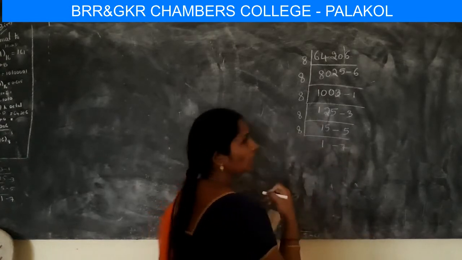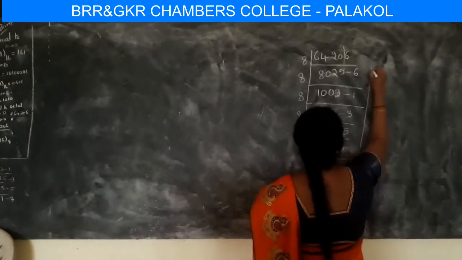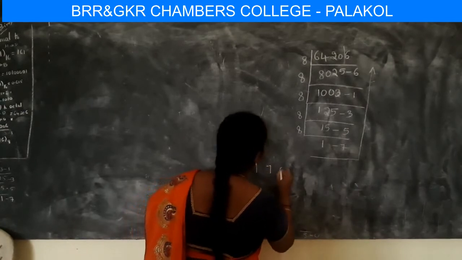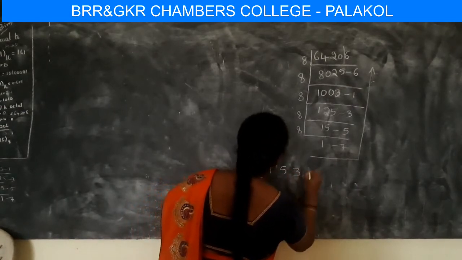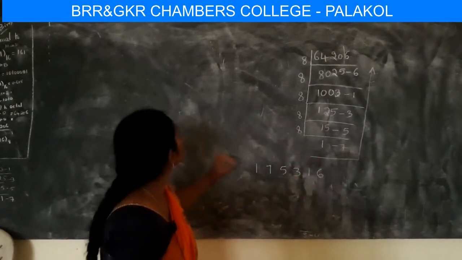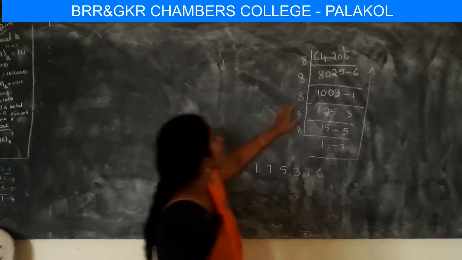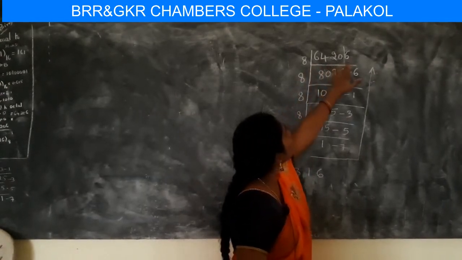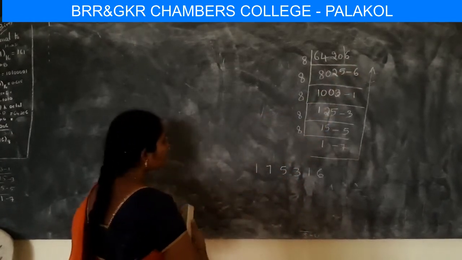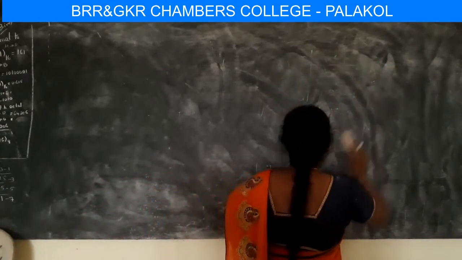Okay. So, finally, how to write the answer? The answer is from bottom to top. So, here it is 1 7 5 3 1 6. Okay. So, here this is the corresponding answer for the given number 64206. Okay. So, now up to now we have discussed how to convert.